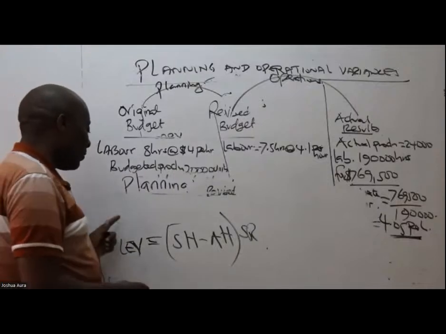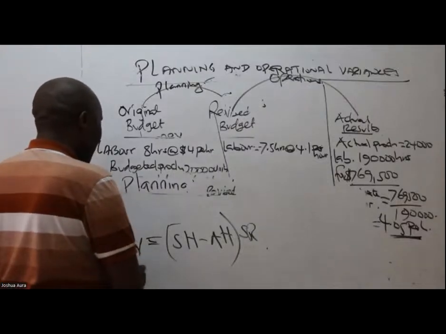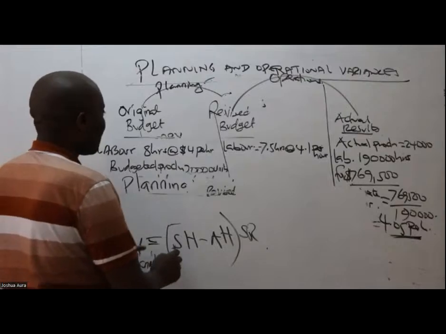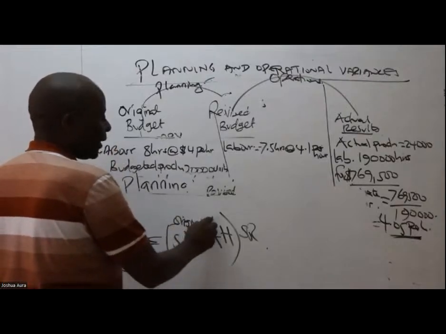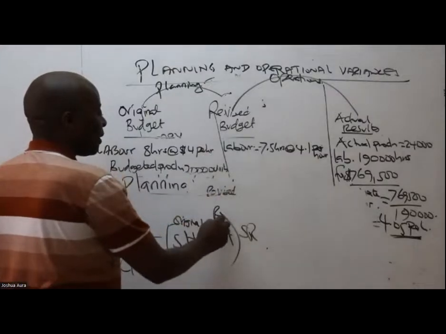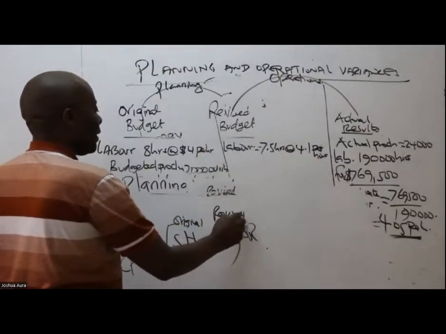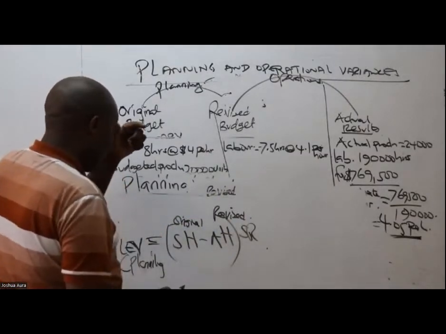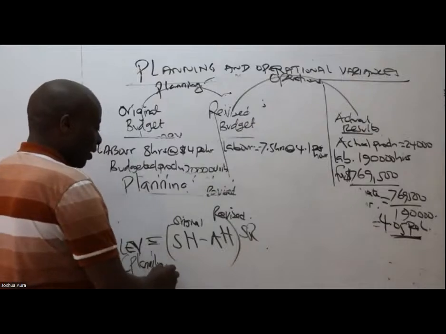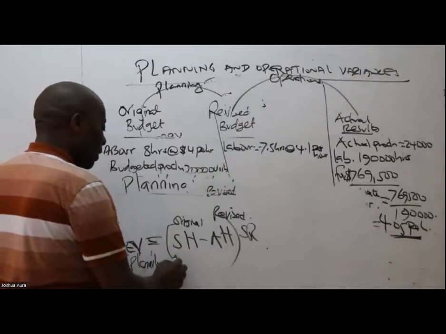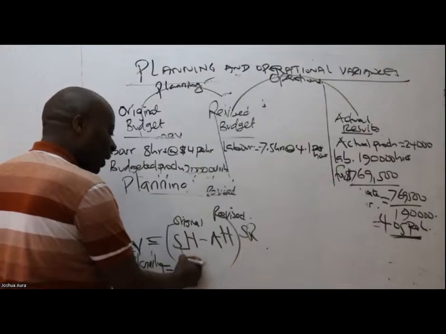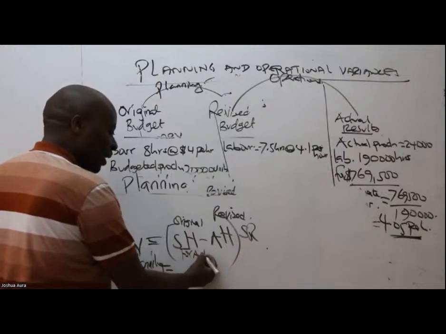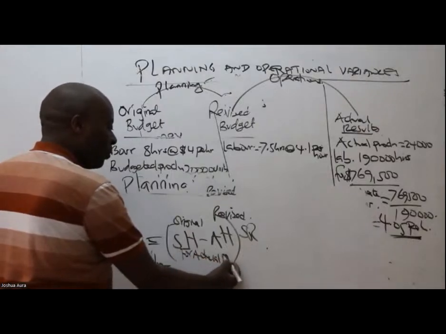So remember, labor efficiency variance, this is planning. And for planning, what are we looking at? It has to be the original standard hours versus the revised hours. Original versus revised hours. So then, ladies and gentlemen, remember capital SH again is for actual production. Never forget this. For actual production.